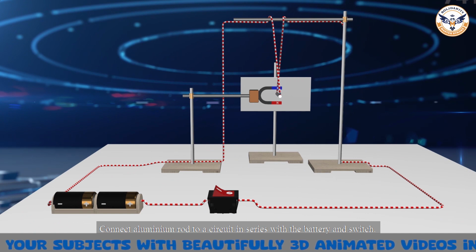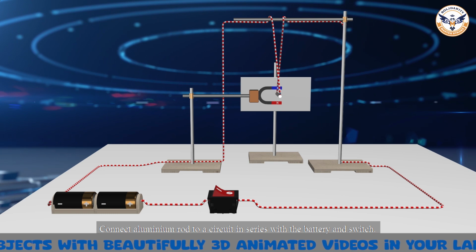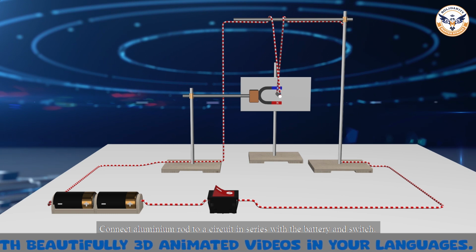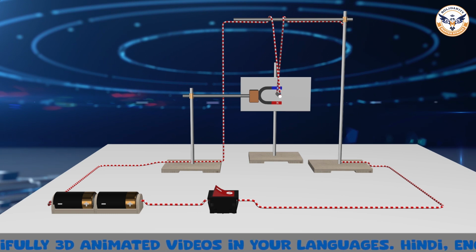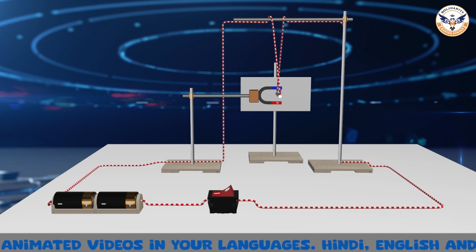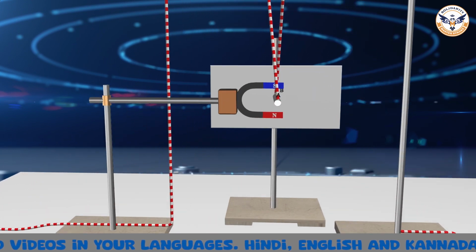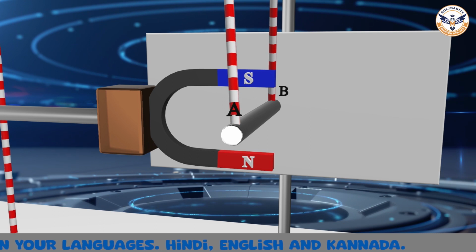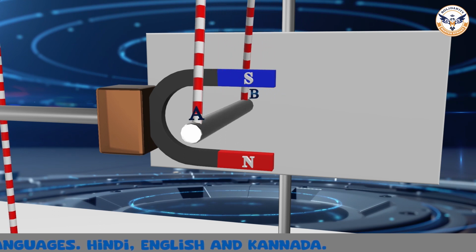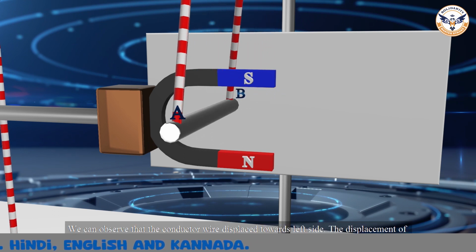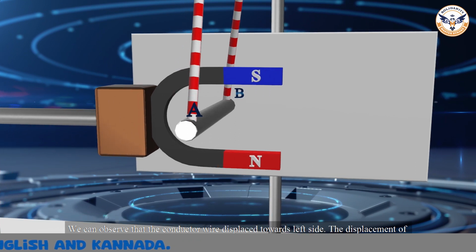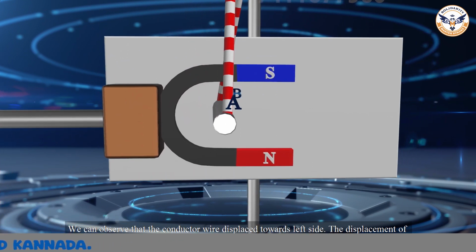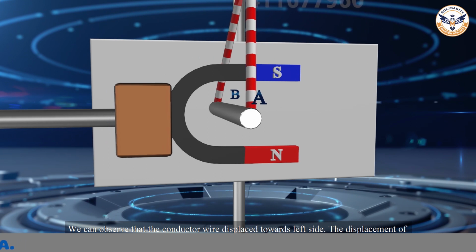The conductor is placed between the poles of a strong horseshoe magnet. Now pass a current through the aluminium rod from end B to end A and observe. We can observe that the conductor is displaced towards the left side. The displacement of the rod suggests that a force is exerted on the current-carrying conductor.